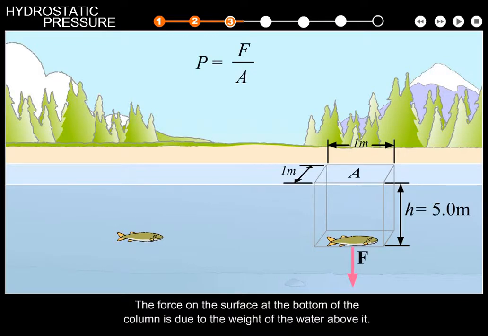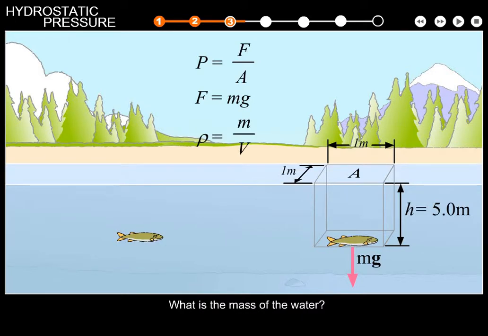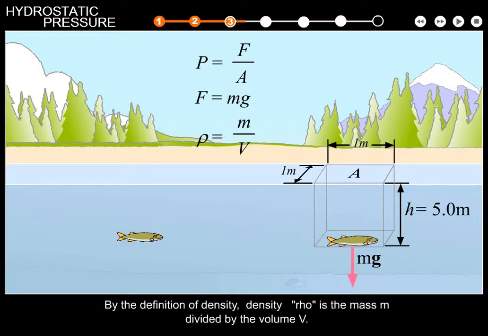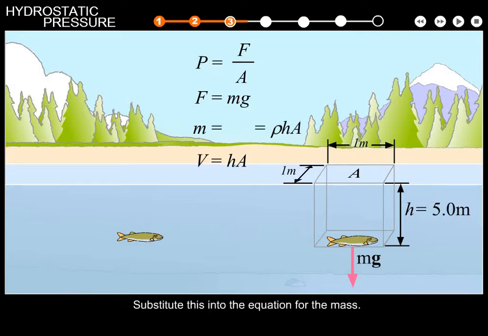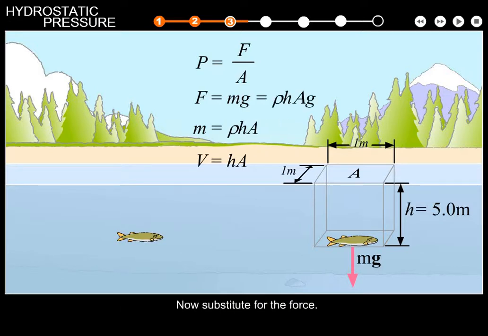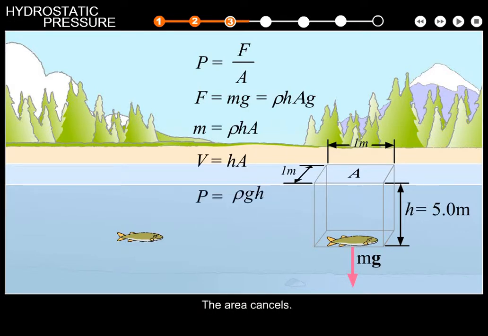The force on the surface at the bottom of the column is due to the weight of the water above it. The weight force is equal to the mass m times the acceleration of gravity g. What is the mass of the water? By the definition of density, density rho is the mass m divided by the volume v. The mass is therefore the density times the volume. The volume is the column height h times the area A. Substitute this into the equation for the mass. Now substitute for the force. Finally, calculate the pressure by dividing the force by the area. The area cancels. The final result is that the pressure at a depth h is equal to rho g h.